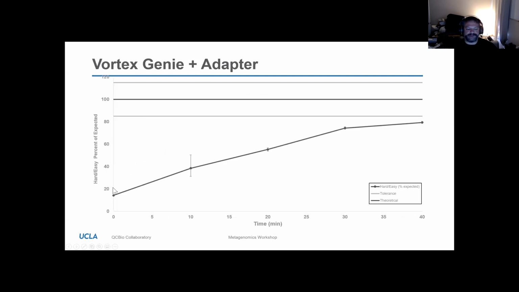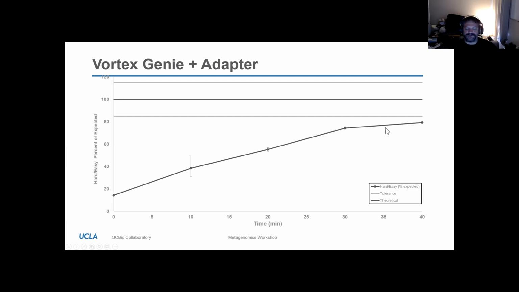Vortex Genie plus adapter is an interesting one. This was also a recommended protocol, but a lot of the recommendations were to run it for 10 minutes, which is what's used for a lot of other bead beaters. Pretty much every lab has a Vortex Genie, and a lot of people are familiar with them. They're not all that energetic. They have fairly small motors, and they run kind of quiet. What it turns out is if you're running something that's low energy, you just need to run it longer.